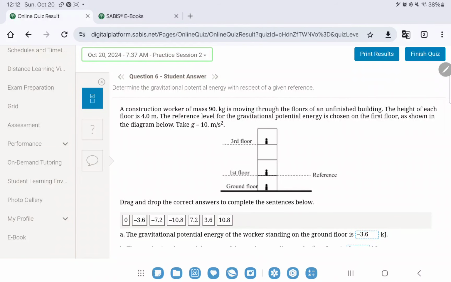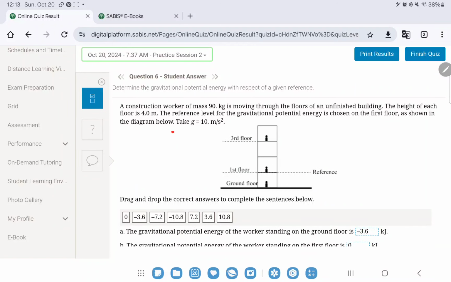If he's standing on the third floor, so if this is your reference and this is your 0 meters, this is 4, another 4 is 8, another 4 is 12. So this is at a distance of 12 meters from your reference level. If it's at a distance of 12 meters, then you're going to do 12 as your height times 10 times 90. When you do it on a calculator, 90 times 12 times 10 is 10800. No, wait, what? You don't get that.